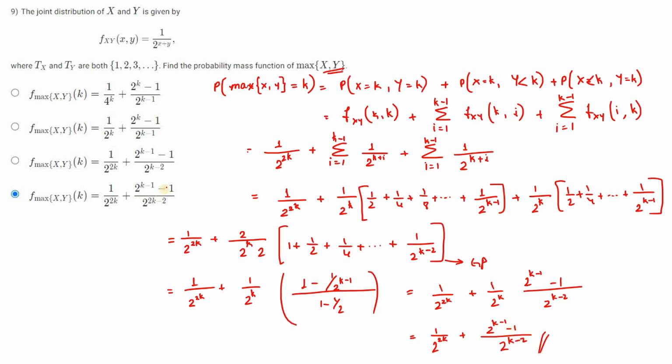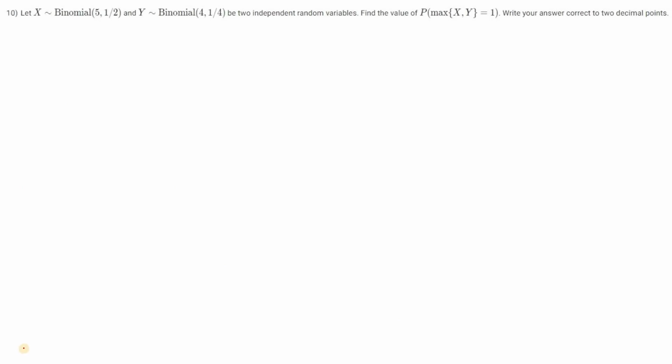Now that is the last option, right? So the next question, let x be binomial of 5 comma 1 by 2 and y is binomial 4 comma 1 by 4 be two independent random variables. Find the value of probability of max of x comma y is equal to 1. Okay, so now again the same thing, which is equal to probability of both x and y can be equal to 1, right? So x equal to 1 and y equal to 1 plus probability of x equal to 1 and y is less than 1 plus probability of x is less than 1 comma y is equal to 1.